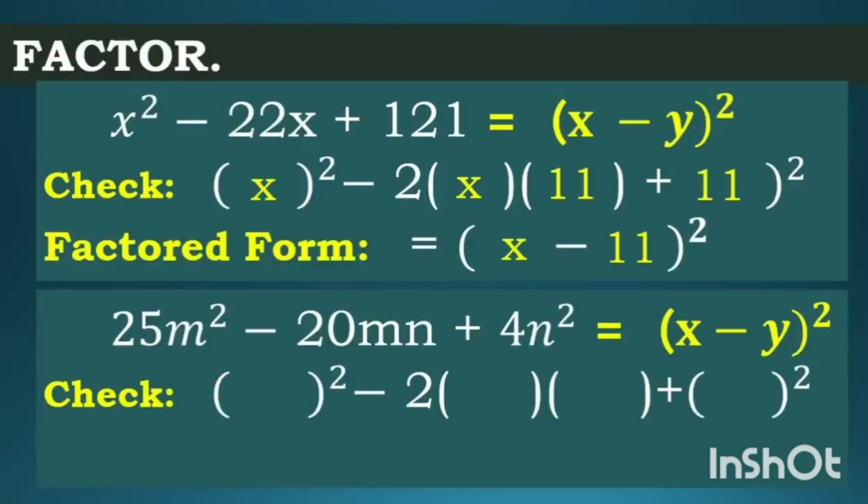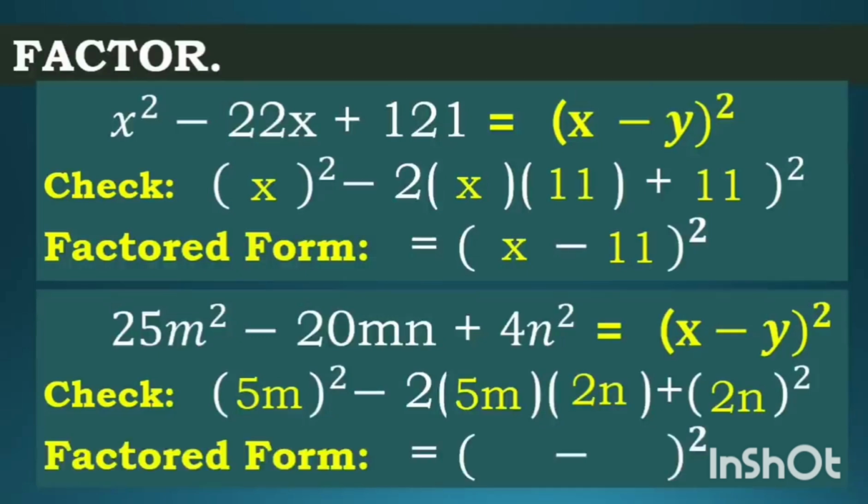Okay? So check natin yung first term, 25m squared. So that is 5m. That is a perfect square. And then 4n squared, that is 2n. And 4n squared is a perfect square, that is the quantity 2n raised to 2. And then we will get twice the product of your first and last term, which is 5m and 2n. So 2 times 5, that is 10m, times 2n, that is 20mn.